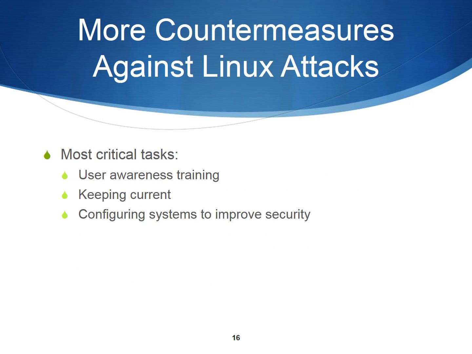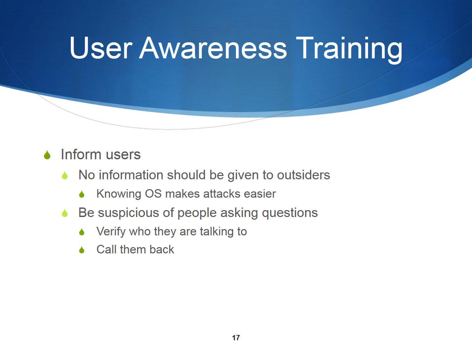More countermeasures against Linux attacks. The most critical tasks for countermeasures against attacks on Linux include user awareness training, keeping current with the threats, and configuring systems to improve security. User awareness training. Inform users on proper awareness of security. No information should be given to outsiders because knowing the OS makes attacks easier. Be suspicious of people asking questions and verify who they are talking to. Calling them back provides contact method verification as well.